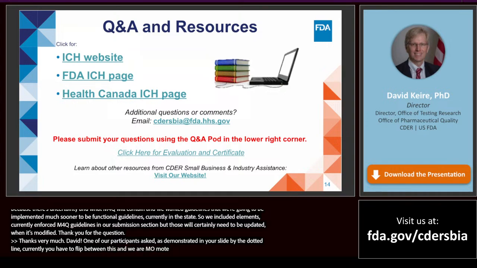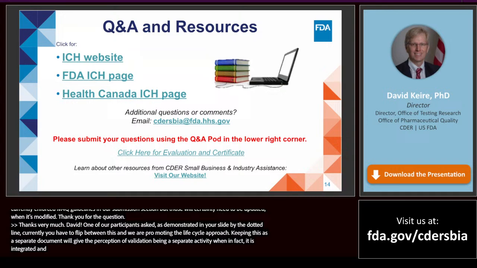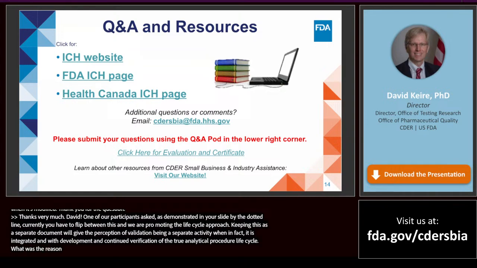Keeping ICH Q2 as a separate document, unfortunately, still gives the perception of validation being a separate activity, when in fact it is integrated with development and continued verification of the true analytical procedure lifecycle. What was the reason behind separating Q2(R2) and Q14? And are there plans to combine the documents?